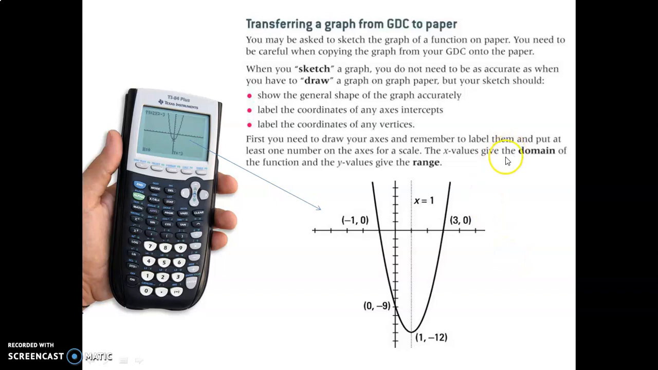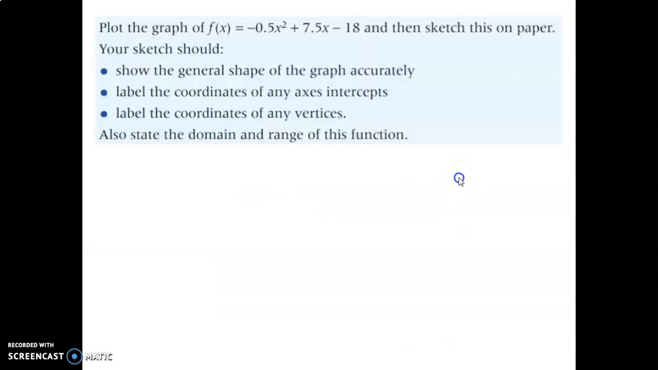Final thing you should know here also, the x values of a graph are called the domain, and the y values are called the range. So the x values that are possible in this parabola are the domain, and the range is all the possible y values. You need to know how to work with those. We'll look at that soon.